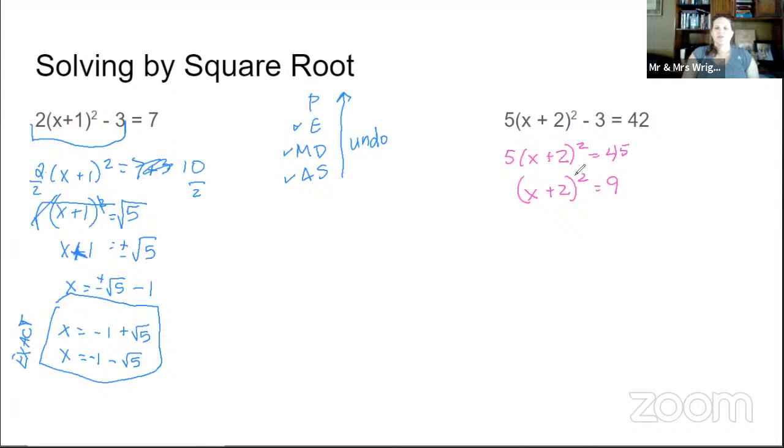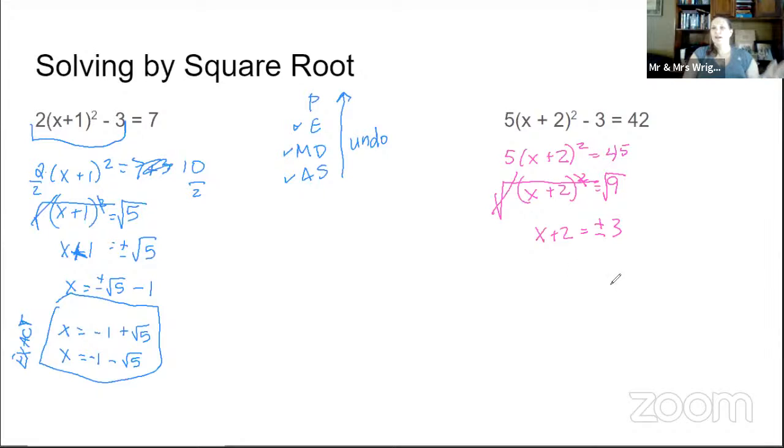All right, so now to undo this square, we have to square root it, and the square root undoes the square. We have x plus 2 left, and since we did that to the left side, we also need to do it to the right side. So here we're going to do a square root of 9. Now the square root of 9, I happen to know, is 3, but let me just verify that. Square root of 9 is 3.